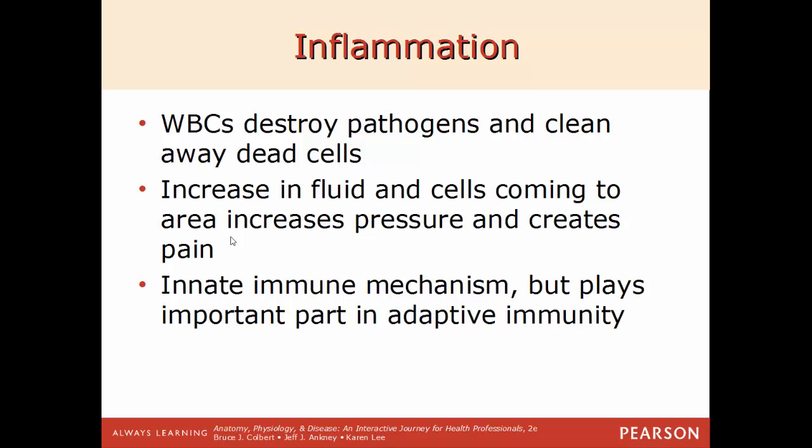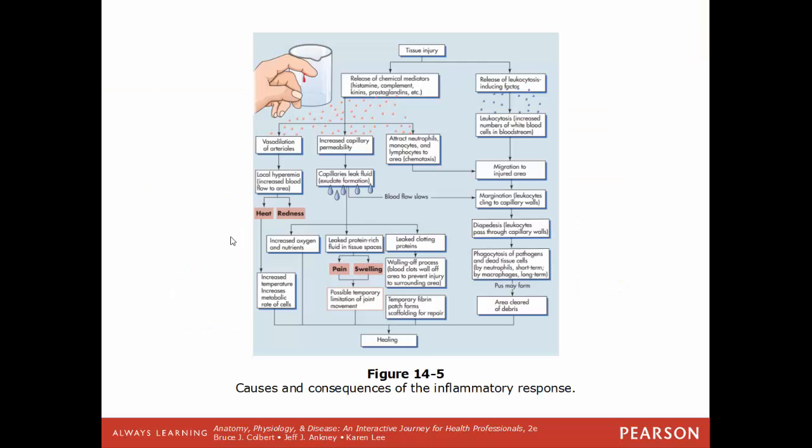Now, the increase in fluid and the cells coming to an area increases the pressure in that localized area, which creates pain. Now, inflammation is a part of your innate immune mechanism, but also has a role with your adaptive immunity as well. All right, this figure has various causes and consequences of the inflammatory response. So you have the injury up here. It looks like he cut his finger on the speaker, and various factors of what happens next. And this covers everything from the release of histamines and prostaglandins, leukocytosis, the attraction of white blood cells, how you get heat and redness, how you get pain and swelling, all step by step what could possibly happen here.